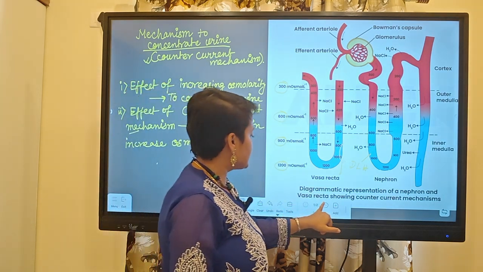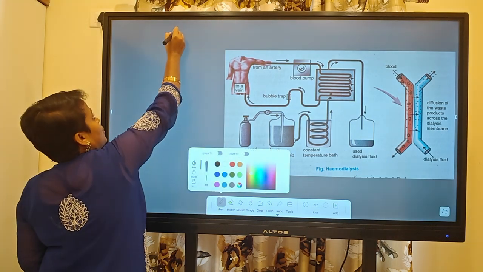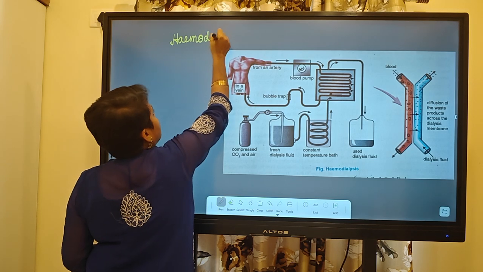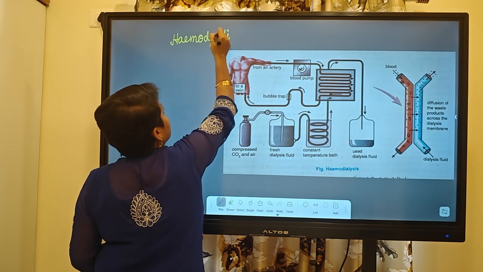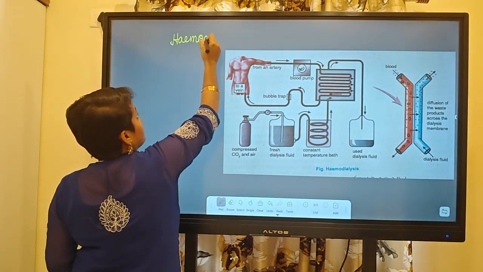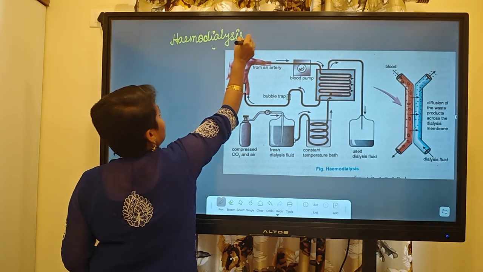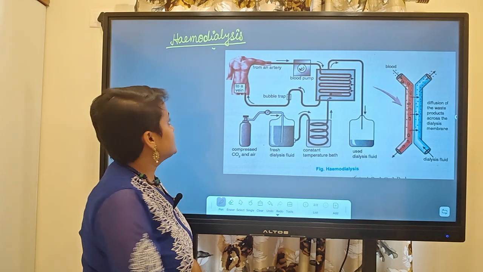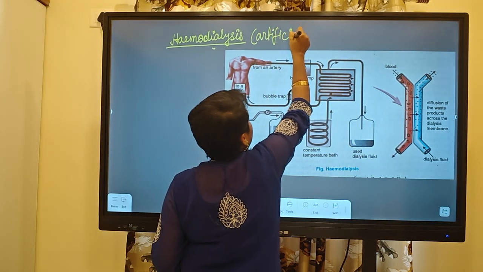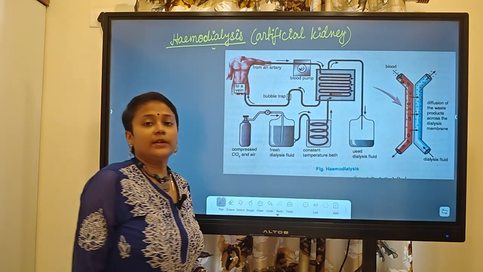Now, in the next slide, we will talk about hemodialysis. Hemodialysis is also called the artificial kidney. It is the ultimate solution of kidney failure.